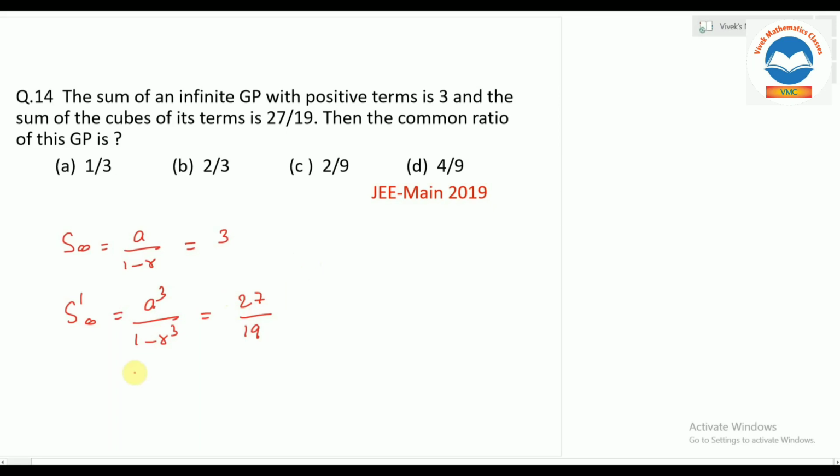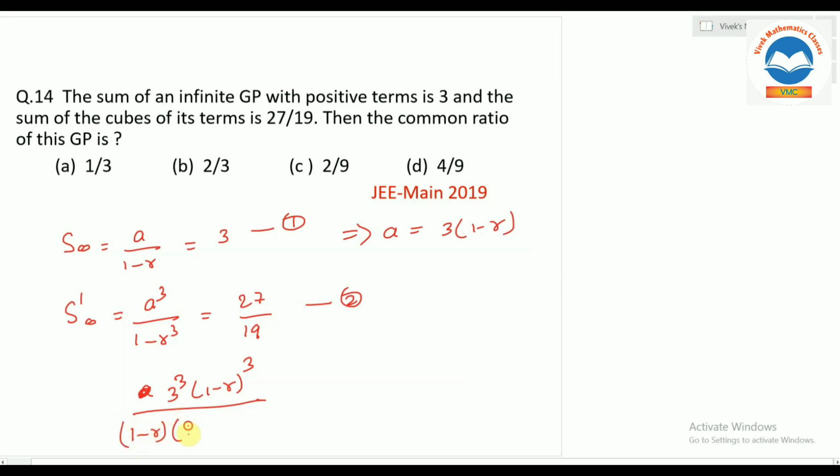Okay, we'll solve this. So this is our equation number 1. This is your equation number 2. So this equation number 2, what can we write? From equation number 1, what can we write? A value will be how much? A will be 3 into 1 minus r. We will substitute in equation number 2. So we will get here 3 cube into 1 minus r cube divided by this 1 minus r cube we can write as a cube minus b cube formula. We will get 1 minus r into 1 plus r square, and this value will be 27 divided by 19.